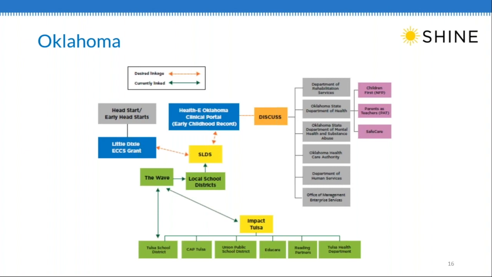And Van Kim, just one other quick clarifying question, I think this is a quick answer: does this work require that unique child identifiers currently exist?